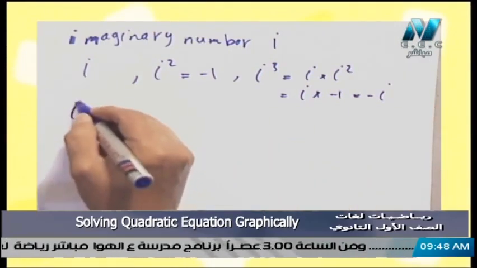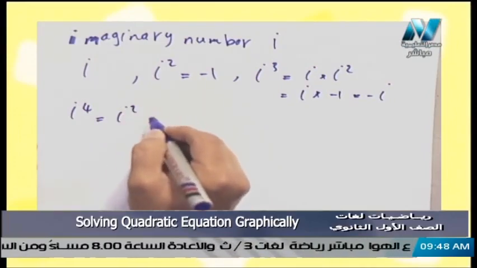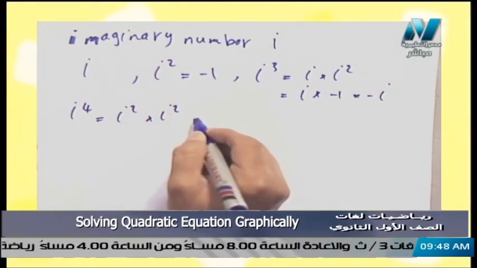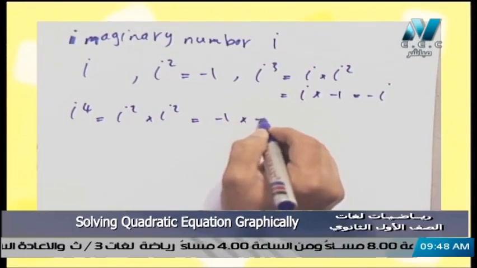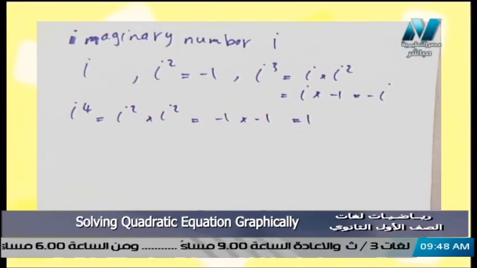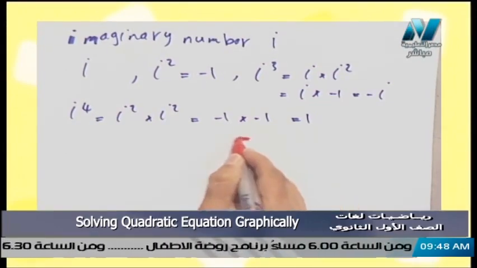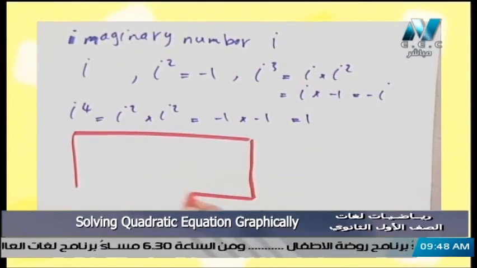What about i power 4? i power 4 here is i power 2 multiplied by i power 2, so it's negative 1 multiplied by negative 1, so it's 1. So we can conclude these shapes of i in this box.